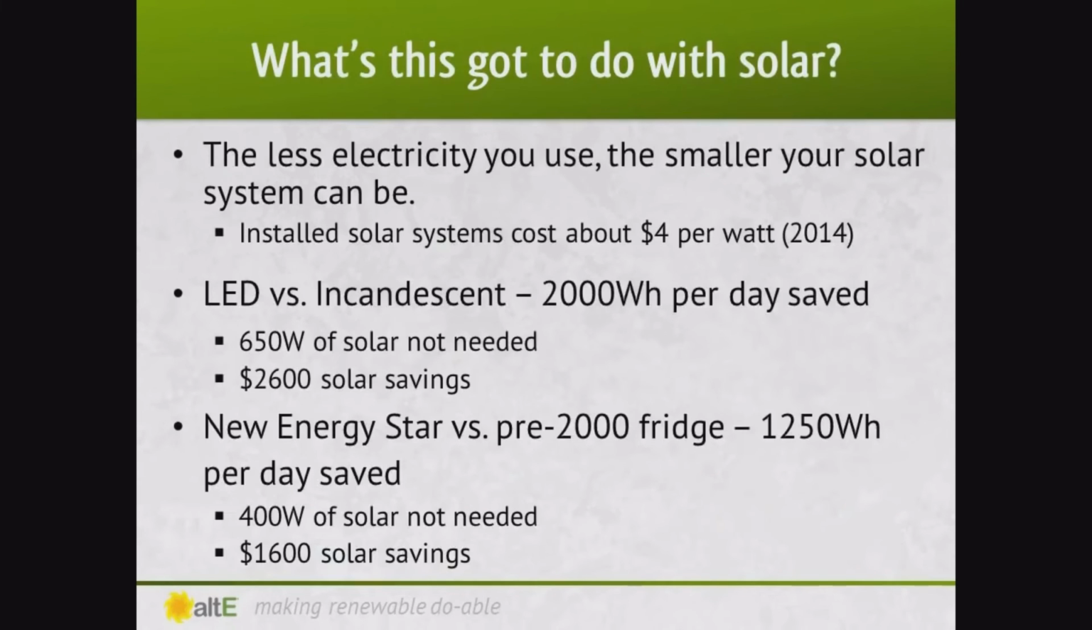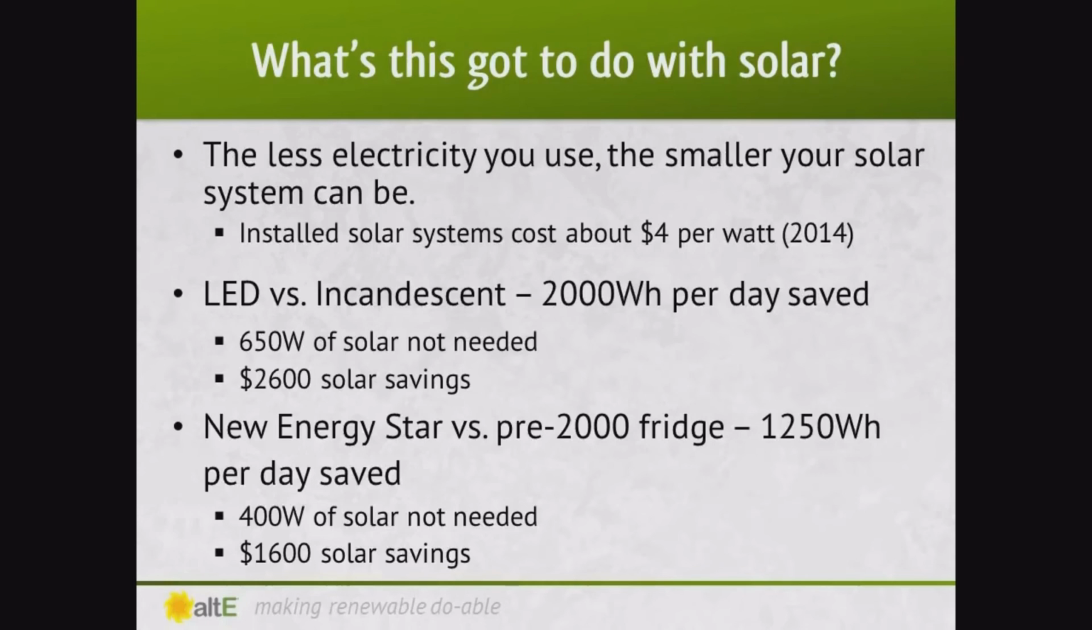So, you may still be wondering, what's this got to do with solar? If I make my own power with solar, I can run around my old inefficient fridge with all of my incandescent lights on for free. Well, sure, but let's step back to the size of your solar system you'd need. The less power you use, the less you need to make. The less you need to make, the smaller the system you need to buy.